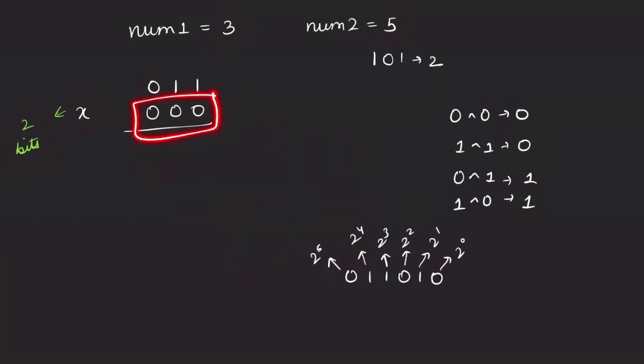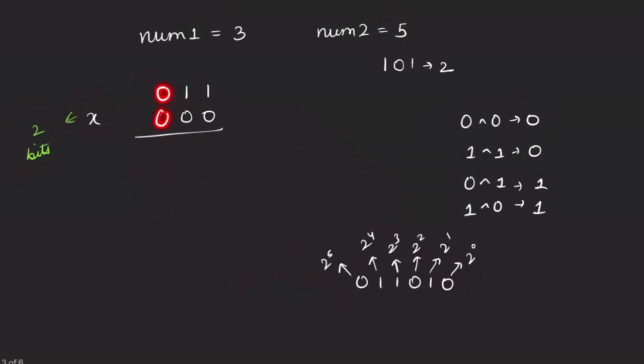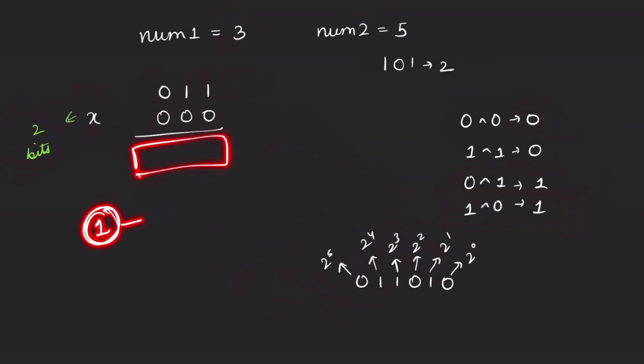Now in my x, I need to set 2 bits. Which 2 bits should I set? See, 0 XOR 0 will give me a 0, so that is okay. But 1 XOR 0 is going to give me a 1, and this 1 XOR 0 also will give me 1. So wherever in my XOR I am getting a 1, I will try to change it to a 0. Why? Because I need to minimize this number.